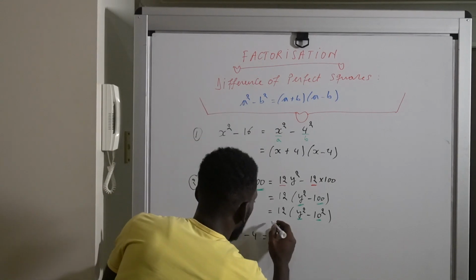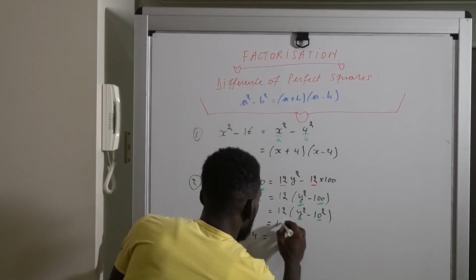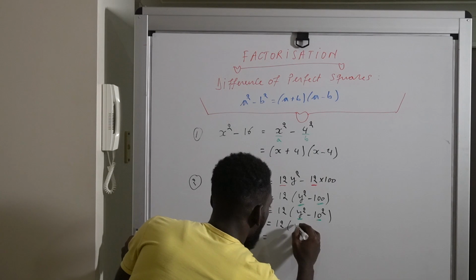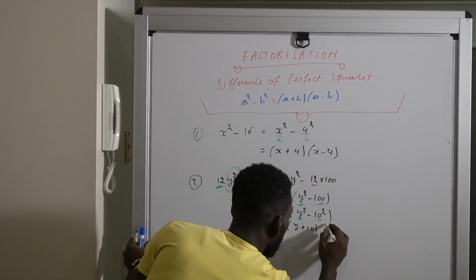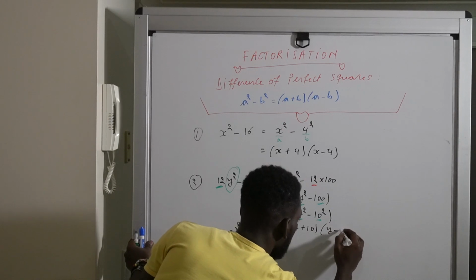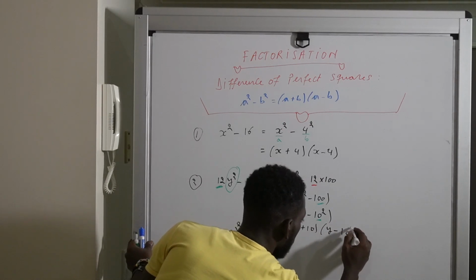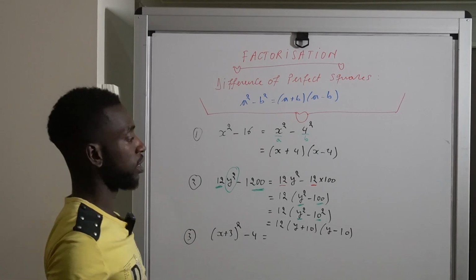And our final answer should look like this: 12 times (y plus 10) times (y minus 10), a plus b as a factor of a minus b. So that's our answer, guys.